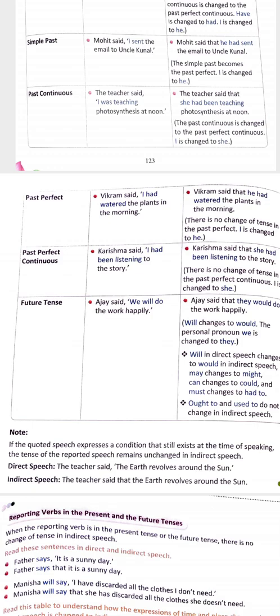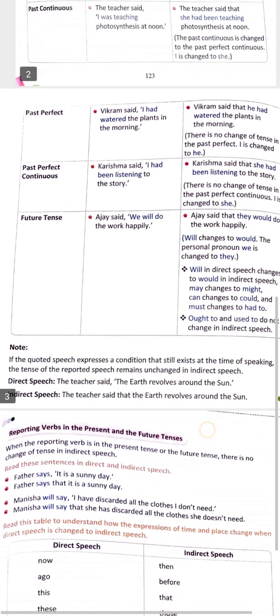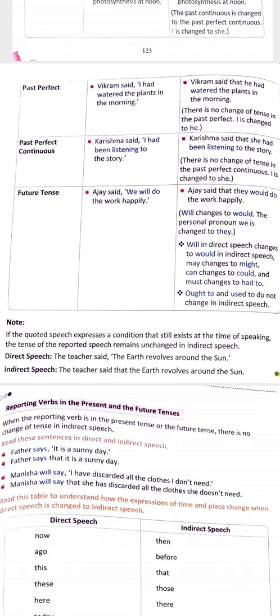The next is the past perfect tense. So as you are seeing here, if we have a past perfect tense, then we will not change it into any other tense.